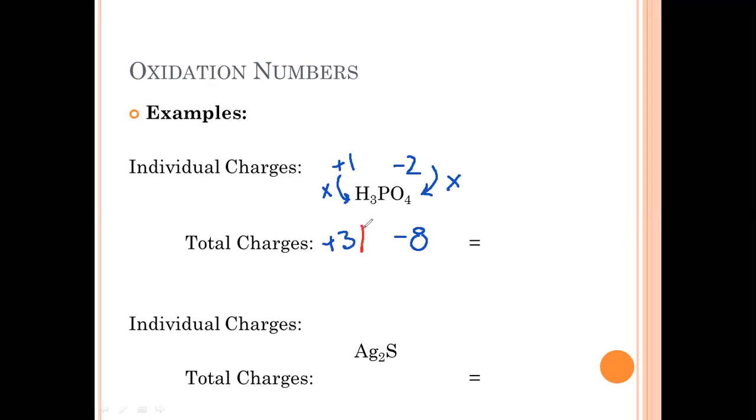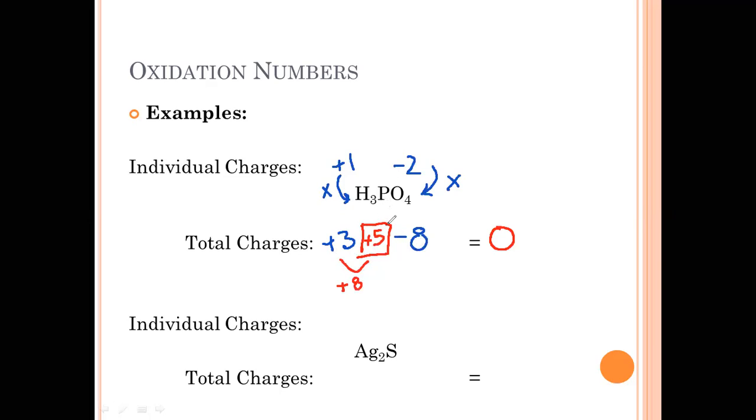Now I need to figure out what is missing. The total of all the charges in a compound has to equal 0. So it should be easy to find the charge of phosphorus. We have a +3 and a -8, and what is missing to make 0 would be a +5. The way I do it in my head is I think about what would give me my +8 to balance out with my -8.